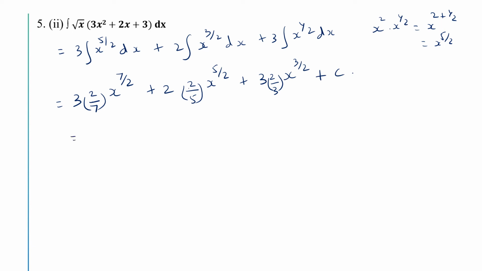So this is equal to 6 by 7 x raised to 7 by 2 plus 4 by 5 x raised to 5 by 2 plus this 3 and this 3 will go, 2x raised to 3 by 2 plus c.